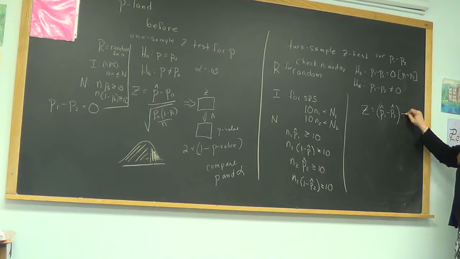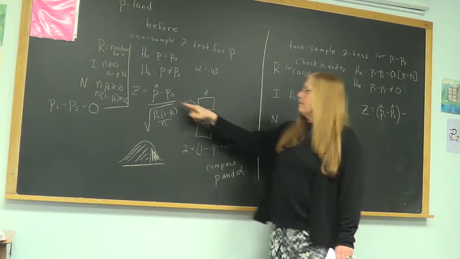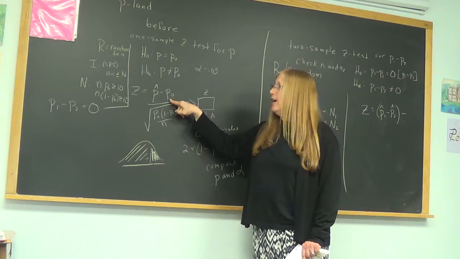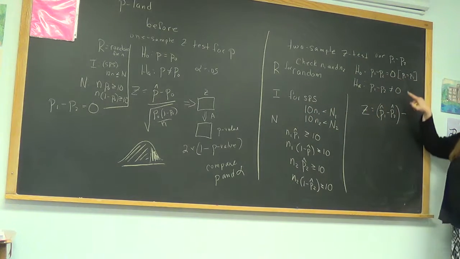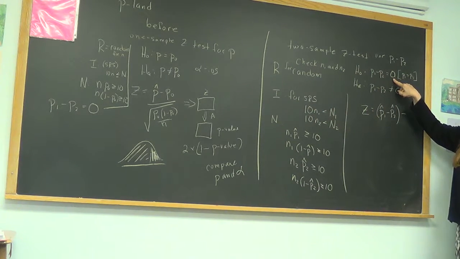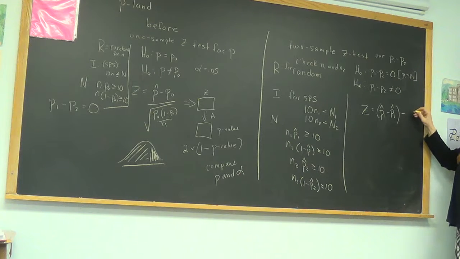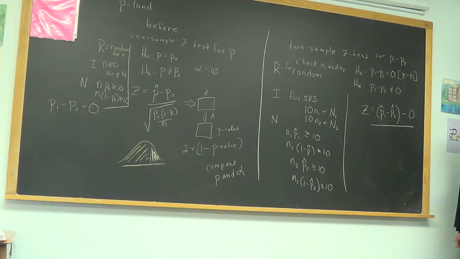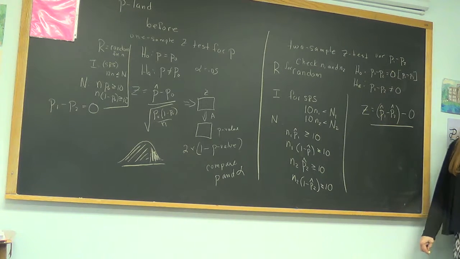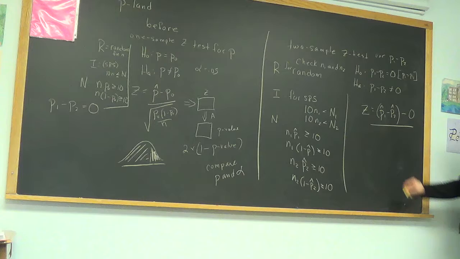Then we're going to subtract. Here we subtracted p naught. Guess what we're going to subtract here? We're actually going to subtract 0, because we're looking only for the difference here. So things are a little different.